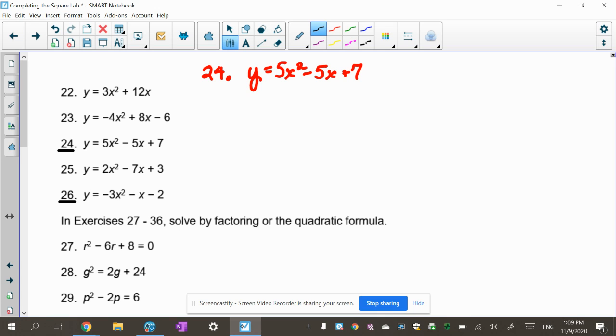Okay, this video is to help you some more with completing the square. So I'm going to do two problems, number 24 and 26. They're some of the harder ones, and these are the ones I want you to practice for your quiz, because I want you to be able to do the algebra with it.